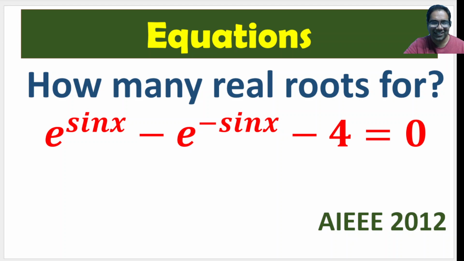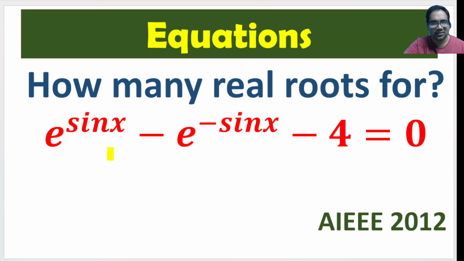Hi friends, here we have to find how many real roots there are for this expression: e^(sin x) − e^(−sin x) − 4 = 0. This is actually a very simple problem.